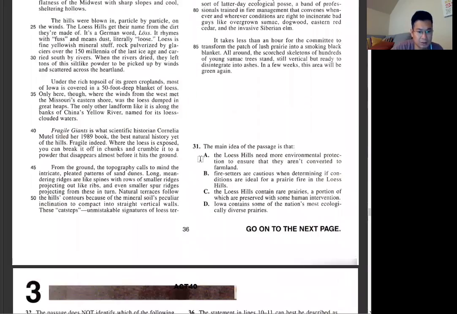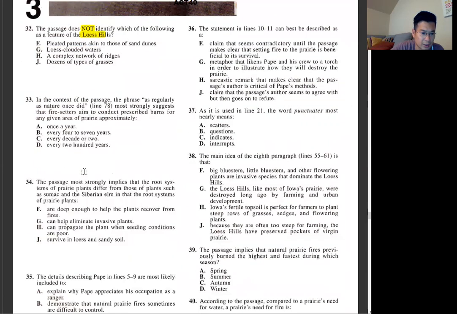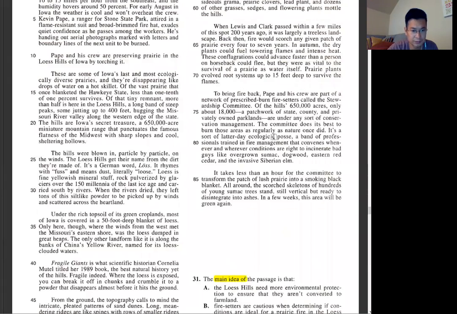Then same thing. Go to the questions first. Main idea, so we do that at the end. And then identify which of the following features the Loess Hills, and then context as regular nature, 78.